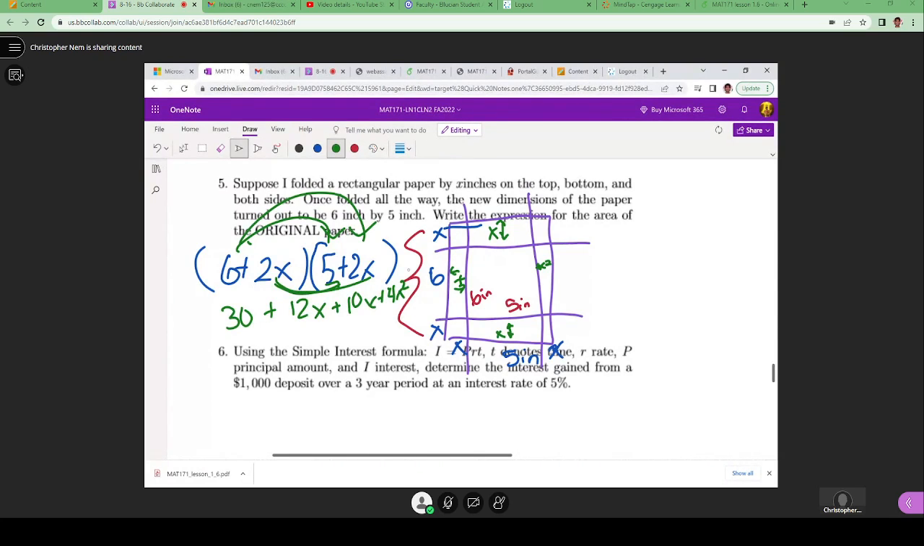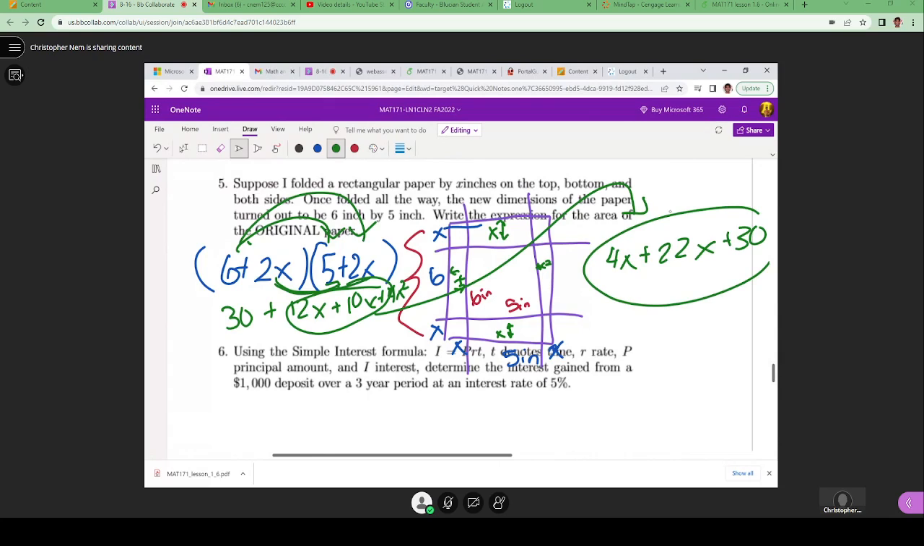So if I actually organize this out over here, I get 4x squared, combine like terms, these are my two like terms, plus 22x plus 30. That is the area, that's the expression for the area of the original paper.